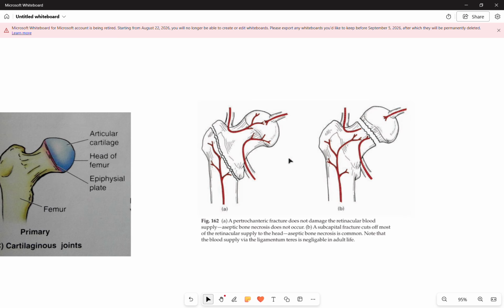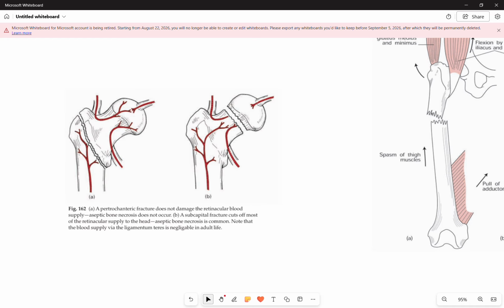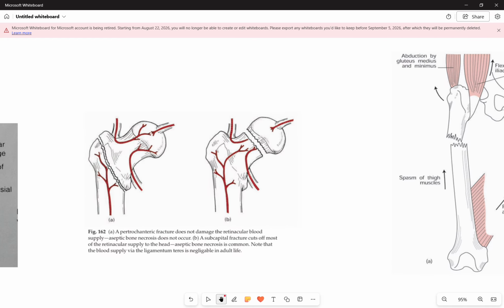So when you are deciding for treatment, surgical treatment for the neck of the femur, you take this into account. What type of fracture is it? Is it a cervical neck fracture, or is it a fracture which is involving the intertrochanteric line? And then you decide what to do. So that was the important part in the neck.